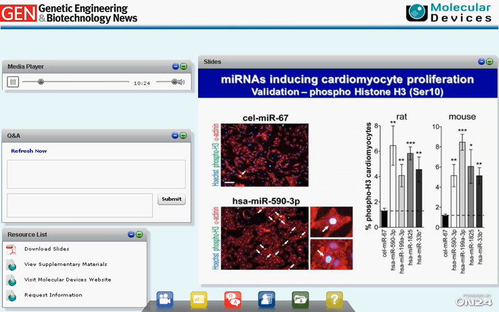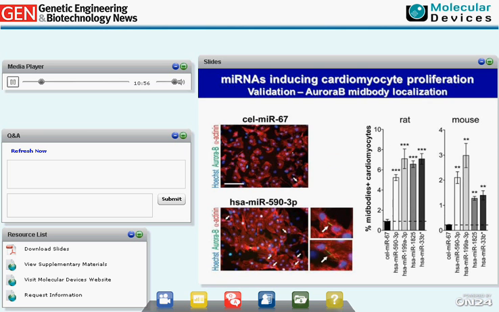Here I'm showing you some of the results for some of the microRNAs, and you can see immediately the treatment of the cardiomyocytes, now in red, with, in this case, microRNA 593B. You see many more cells positive for histone H3 phosphorylated at serine 10, which is a marker of late G2 and mitosis. And we could observe this both in rat and in mouse cells for a series of microRNAs. And here I'm just showing you the results for some of these microRNAs.